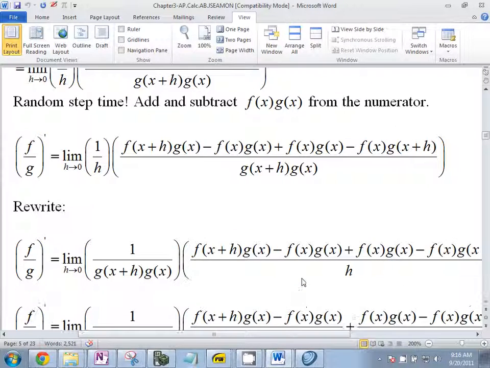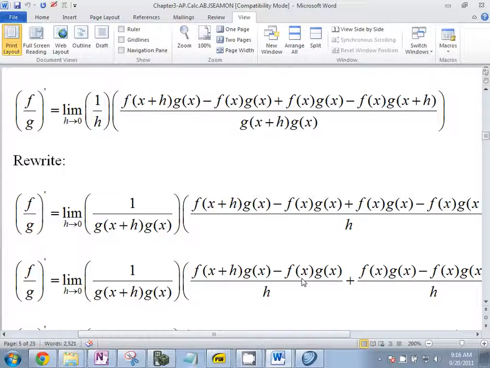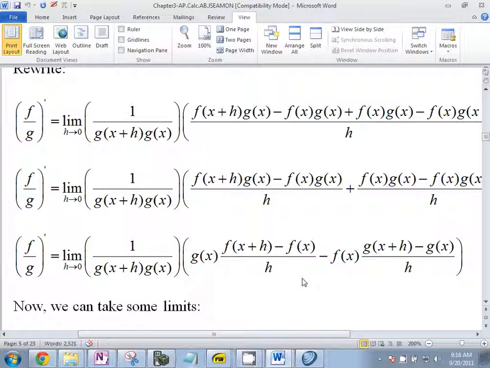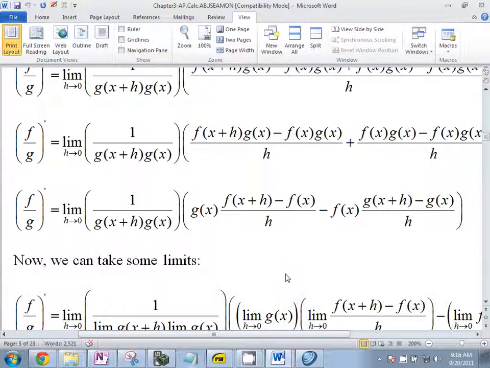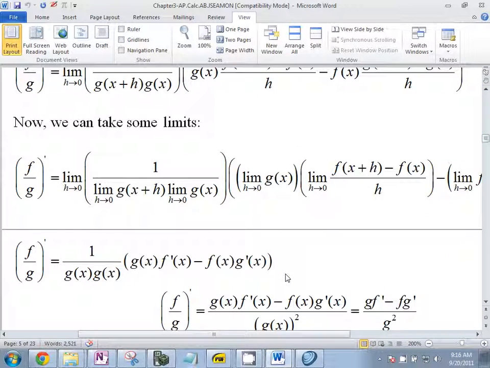This looks terrible, but all it is is breaking things up until we get to things that are the actual derivatives of f and g. That's all we're doing. We're regrouping stuff so we get things that we can identify as the derivative of g and the derivative of f. You slog through this, and you end up with this right here.